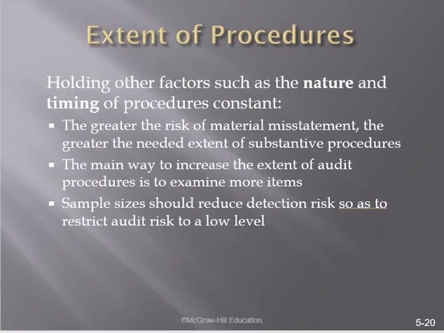So, the extent of procedures, holding other factors such as the nature and timing of procedures constant: the greater the risk of material misstatement, the greater the extent of substantive procedures needed. The main way to increase the extent of audit procedures is to examine more items. And so the sample size should reduce detection risk so as to restrict audit risk to a low level.